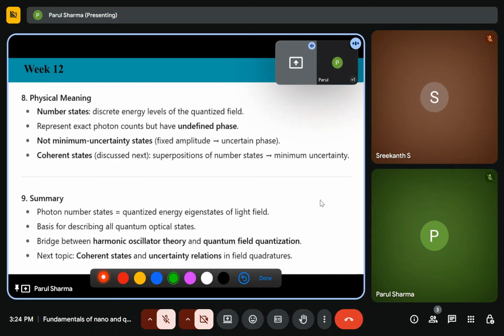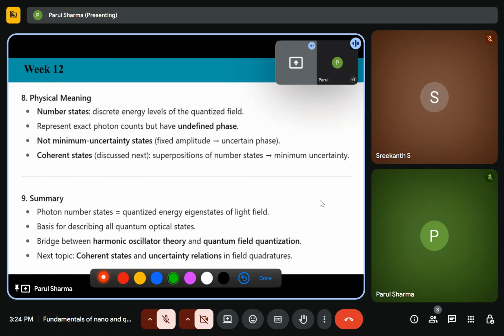So we saw that number states represent the discrete energy levels of the quantized field, and these represent the exact photon counts. But since there is an uncertainty relation between delta n and delta phi, if we have the exact photon counts, we have an undefined phase.